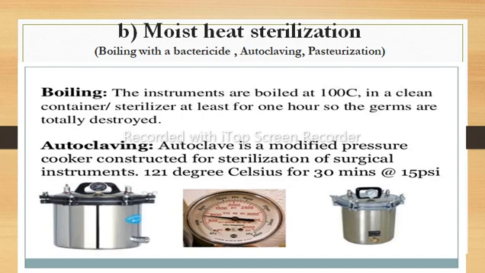Next we have autoclave. Autoclave is a modified pressure cooker constructed for sterilization of surgical instruments, in which 121 degrees Celsius for 30 minutes is used. Autoclave is used for sterilization by steam under pressure. This saturated steam under pressure is allowed to penetrate through the material for 20 minutes at 121 degrees centigrade.